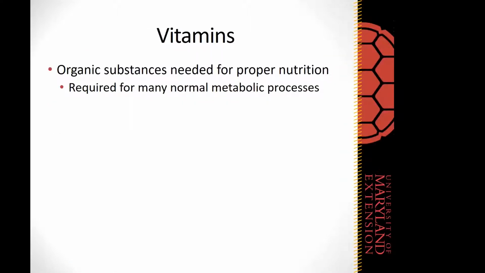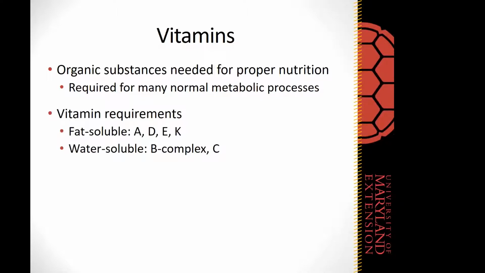So vitamins and minerals, we're just going to do very briefly because there's a lot of things that affect vitamin and mineral content. But vitamins, of course, are an organic substance that our animals need, just like we need for proper nutrition. And they're a part of many, many metabolic processes that go on throughout the body. So required for normal function.